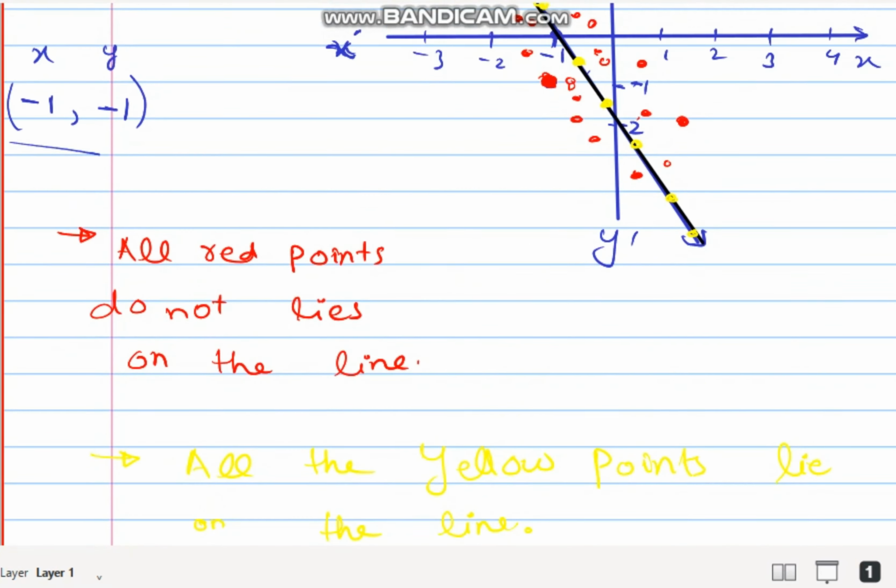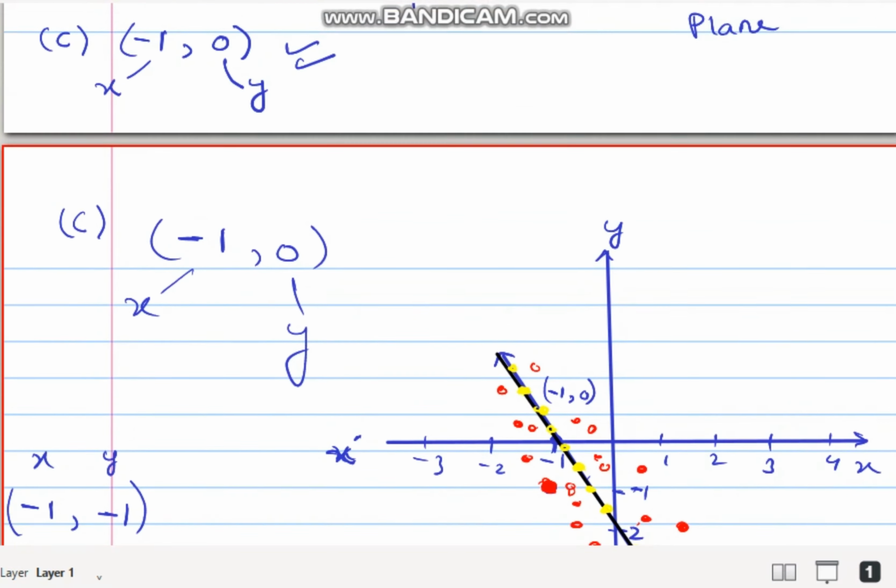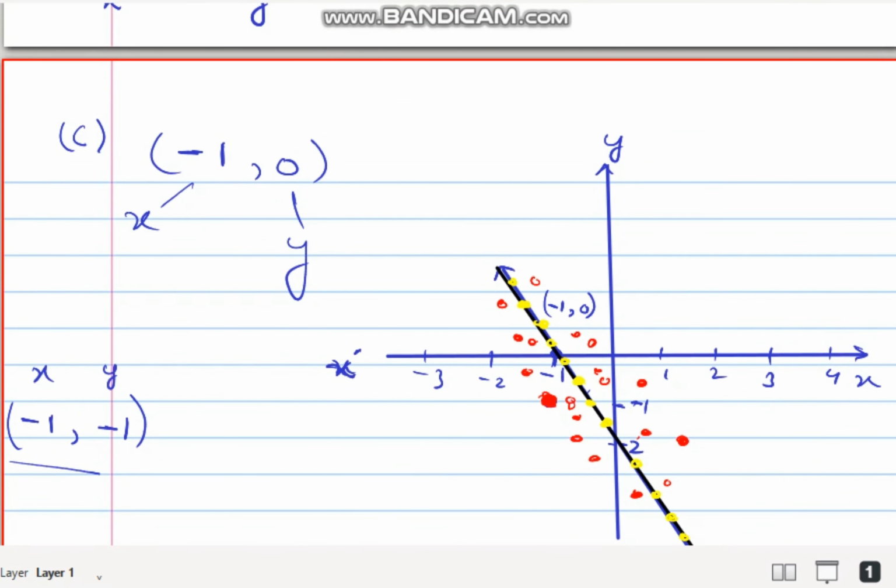So let me draw some few other yellow points for your clarification. This is a yellow point, this is a yellow point, this is a yellow point. All these yellow points lie on the line. This is a very important thing. Did you understand the question or not?